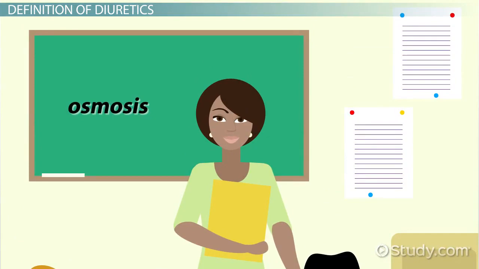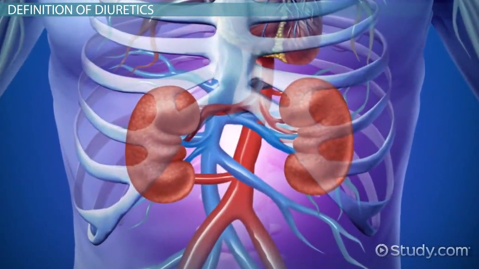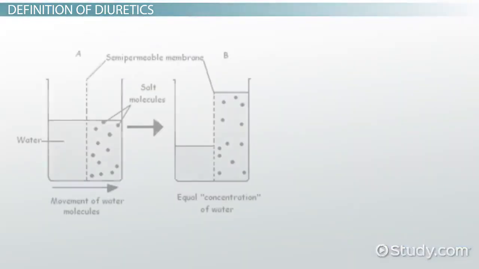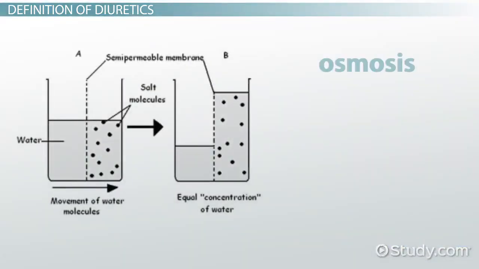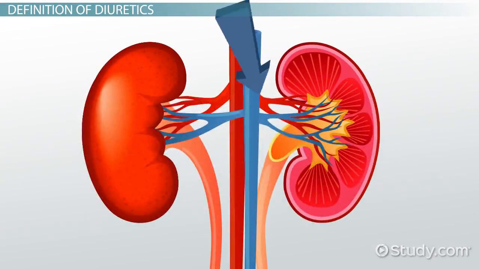I bet you thought you would never need to use it, but this is exactly the principle upon which kidneys filter and diuretics work. Generally speaking, the process of osmosis goes like this. Water naturally flows from an area of lower concentration to higher concentration, making the overall solutions equal in concentration. The kidneys are no different.